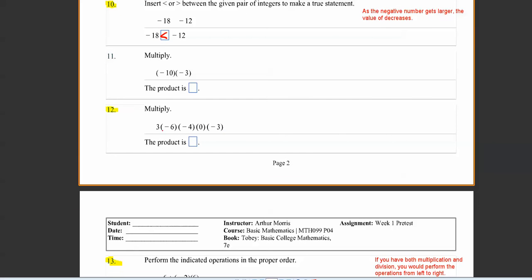Okay, number 12. 3 times negative 6 times negative 4 times 0 times negative 3. Right here we have all multiplication, and the key here is that 0. So since this is all multiplication and I have something being multiplied by 0, 0 times anything is 0. So my answer would simply be 0.